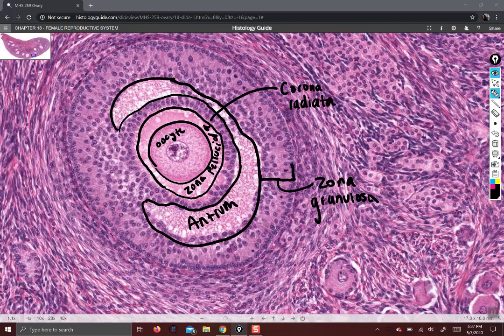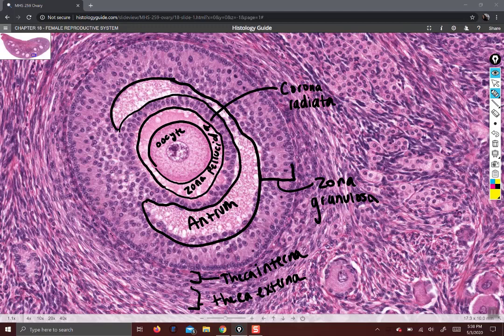You can also see the thecal cells. So these cells right here, the theca interna. And then further out we have theca externa. So the zona granulosa cells primarily produce estradiol, and they do that by taking precursors like progesterone and other estrones from the cells of the theca interna and turning that stuff into estradiol. So we'll talk more about that in lecture than we will in lab, but that's the point of those cells.